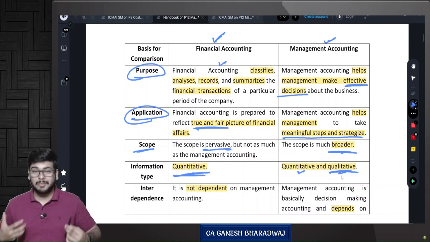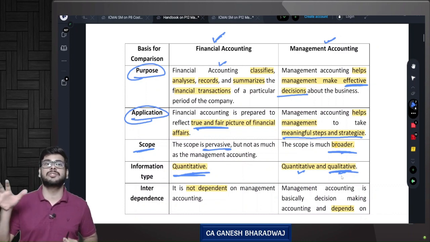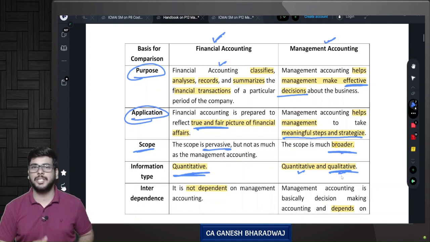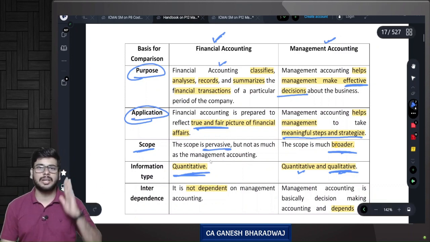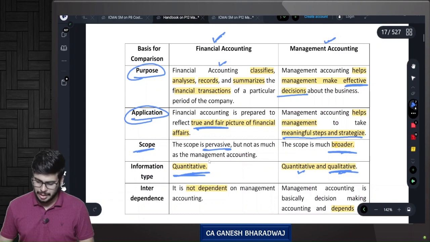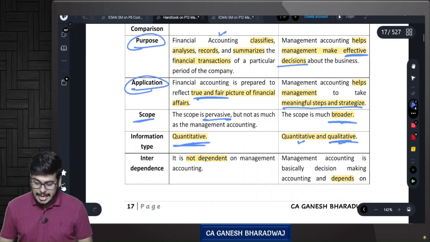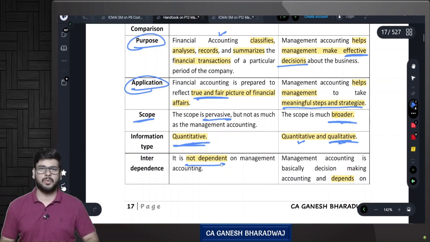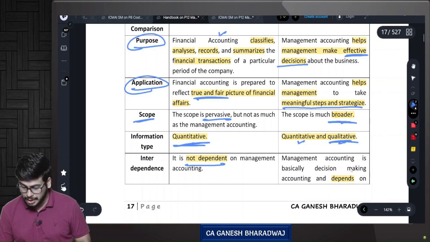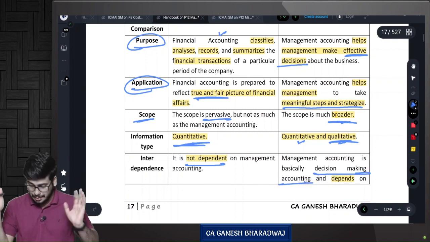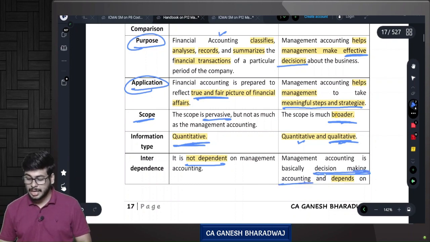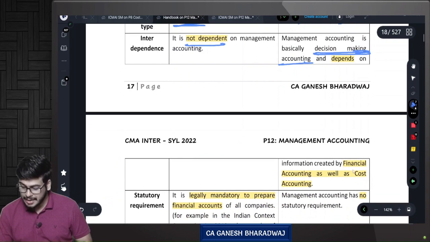So these are some qualitative factors that are also considered in our subject, management accounting. None of these things are considered in financial accounting. Clear? I just gave an example. Next, interdependence. Financial accounting is not dependent on management accounting, whereas management accounting is basically decision-making accounting. See, they have given the name itself. It is decision-making accounting, and it depends on the information created by financial accounting and cost accounting.